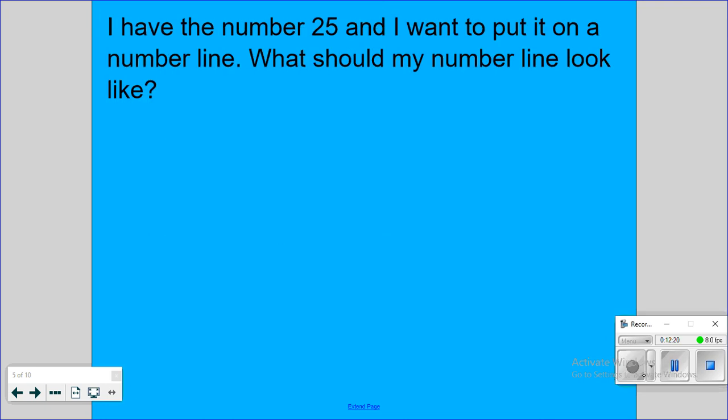If I'm trying to put 25 on a number line, first I need a number line. So I'm going to show you the way that I want you drawing your number line every single time. Number lines are straight lines, yes? Yes, you have straight lines printed in your notebook. Every number line is going to start at margin to margin.